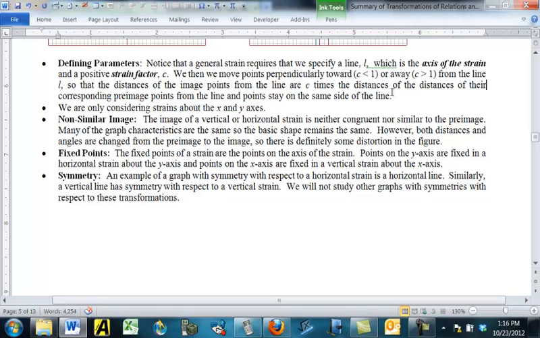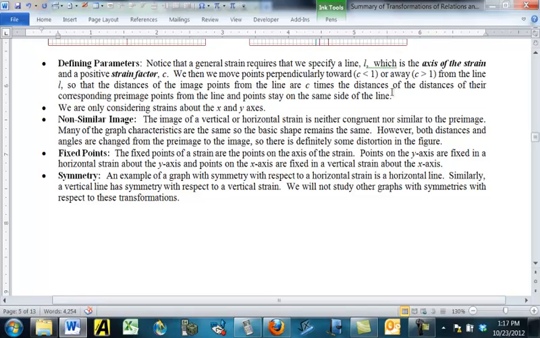The fixed points are going to be the points on the axis of the strain. So if you're going to replace x by x divided by a constant, points on the y-axis are fixed. If you're going to replace y by y divided by a constant, points on the x-axis are fixed. Remember, the x-axis are points when y is 0, the y-axis are points when x is 0. So symmetry, if it's going to have symmetry with respect to this transformation, you're going to have to be able to stretch it and still get the same thing.